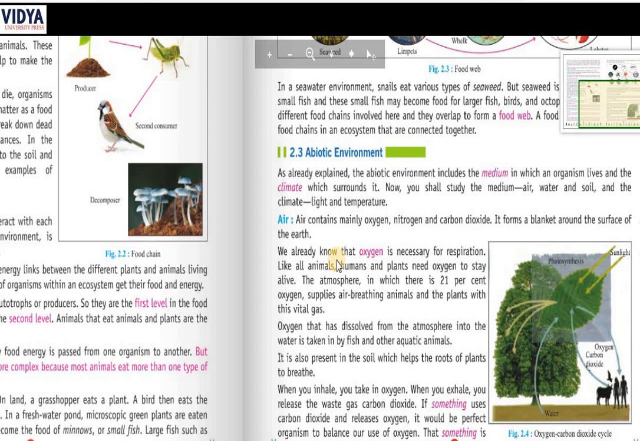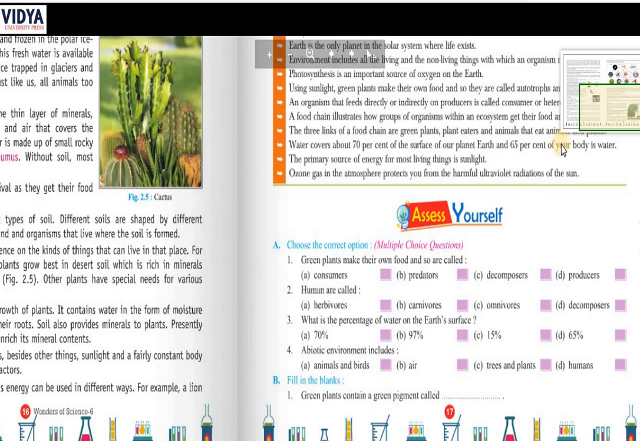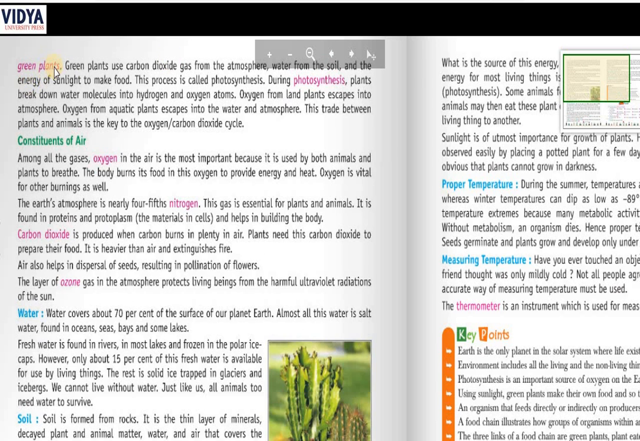When you inhale, you take in oxygen. When you exhale, you release the waste gas, carbon dioxide. If something uses carbon dioxide and releases oxygen, it would be the perfect organism to balance our use of oxygen. That something is green plants.